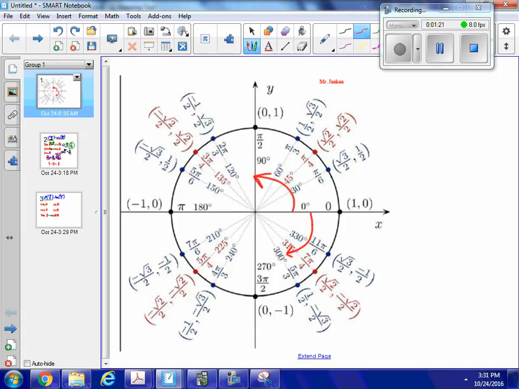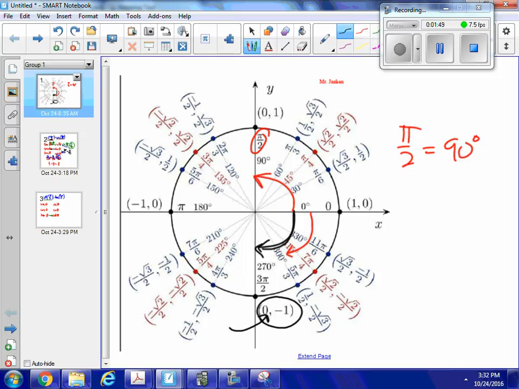And pi over 2 is the same thing as 90 degrees. You should know that, but this right here is a pi over 2 angle. But I want a negative pi over 2 angle, so I'm going to go this way 90 degrees. If I go this way 90 degrees, what I can see is that the point that I'm at is the point (0, negative 1).